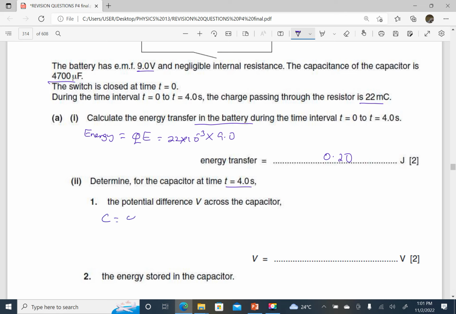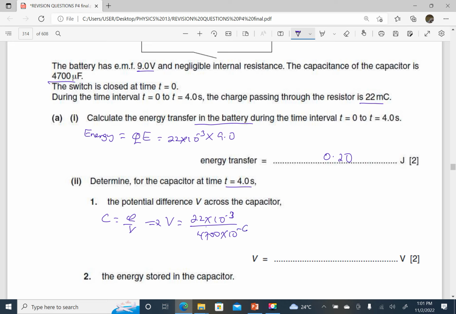Then determine for the capacitor at t equals 4 seconds, the PD across the capacitor. So capacitance is charge over V. We want PD. This means the PD is going to be charge over C. So the charge is 22 times 10 power negative 3 divided by the capacitance, which is 4700 microfarads times 10 power negative 6. Press my calculator. So this is 4.7 volts.